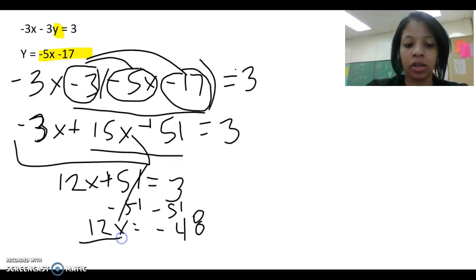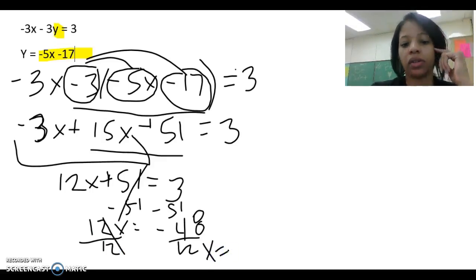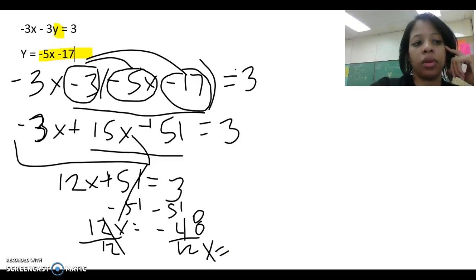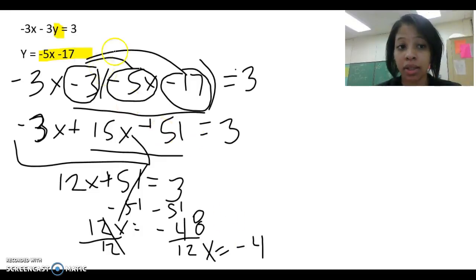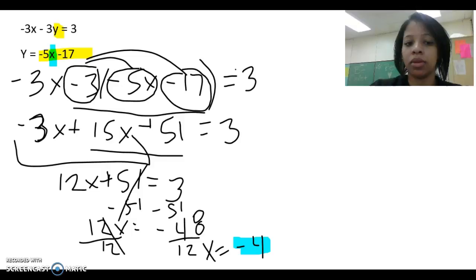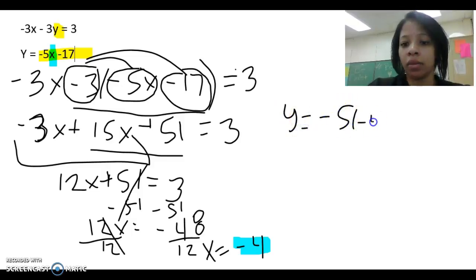And now the last thing I need to do is divide both sides by 12. And let's cancel. So x equals, what's negative 48 divided by 12? Make that clearer. It's going to be negative 4. So now I'm taking this negative 4, because I know x is negative 4 now. Now I'm going to substitute it in to x up here. Right? So now I'm rewriting again and substituting. So wherever I see x now, I'm going to write a negative 4 in parentheses.